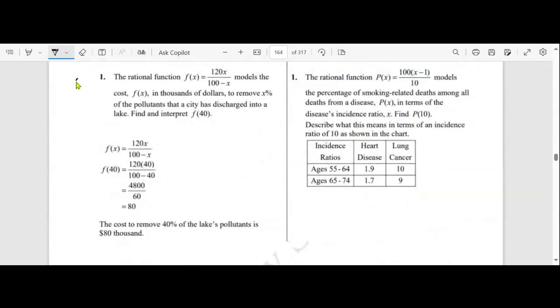Read the one on the left side. The rational function f of x equals 120x over 100 minus x models the cost f of x in thousands of dollars to remove x% of the pollutants that a city has discharged into a lake. Find and interpret f of 40. So here there is a function. This function is a model of the cost, in thousands of dollars, to remove x% of pollution in the city.